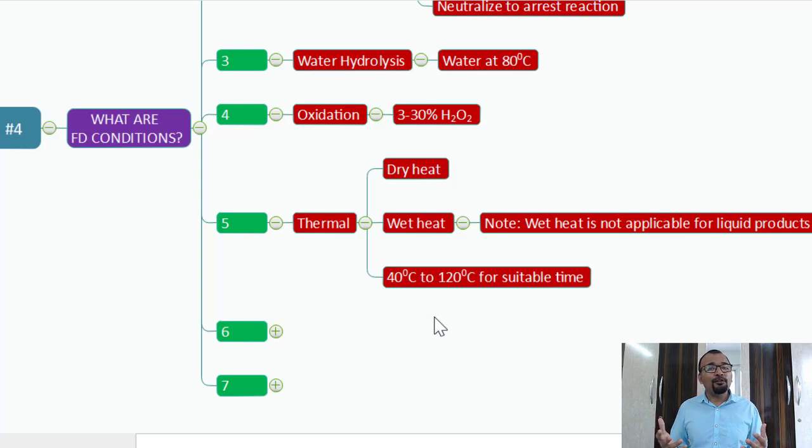You can think of the thermal degradation maybe at 40 degrees Celsius or even at 120 degrees Celsius, and the requirement remains the same: the percentage of degradation, how much degradation you are able to achieve, whether it is 5% or in between 5 to 20%. And if it is not in between that, then you need to manipulate the conditions in such a way as to achieve the degradation in the range of 5 to 20%.